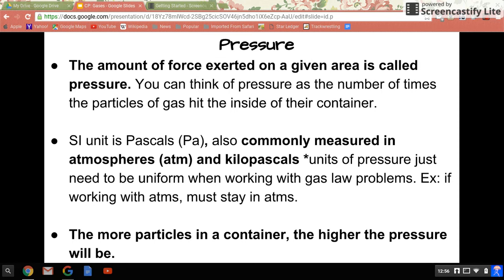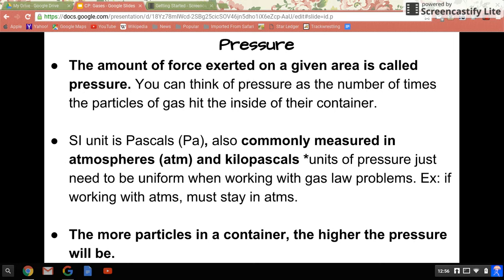Pressure is up first. So the actual definition of pressure is the amount of force exerted on a given area. This probably makes sense. You've probably heard of pressure before. Maybe you even felt like you're under a lot of pressure to perform well in school before, but its mathematical definition is how much force you're putting on a certain area.